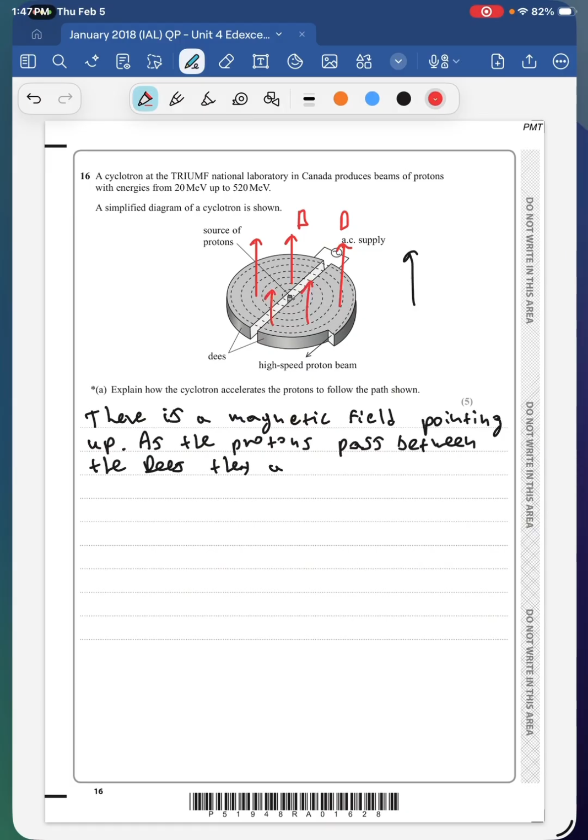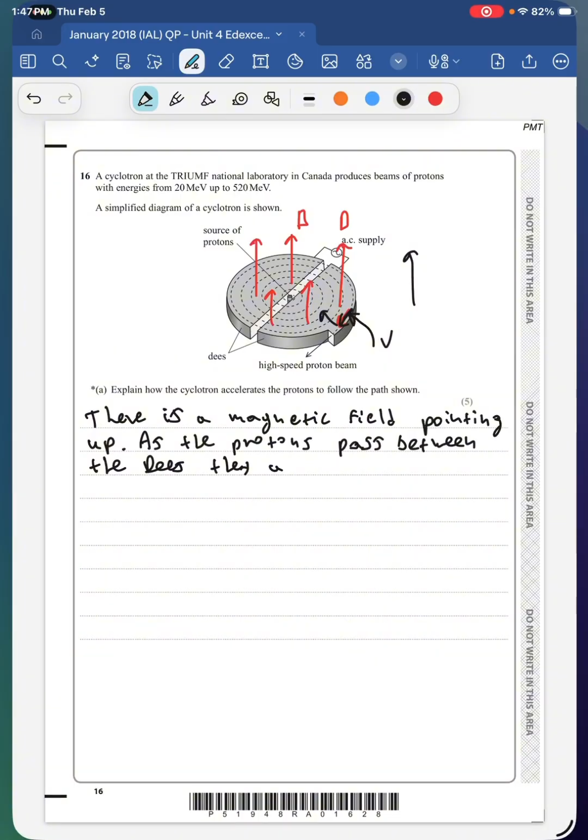And how do we determine how the protons move? The protons move this way, which means that using Fleming's left hand rule, we put our index finger pointing up, and our middle finger in the direction of the velocity of the protons. So that's v, and therefore the centripetal force is into the page, which makes sense because they circle around the disc.